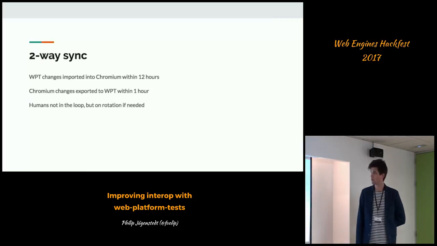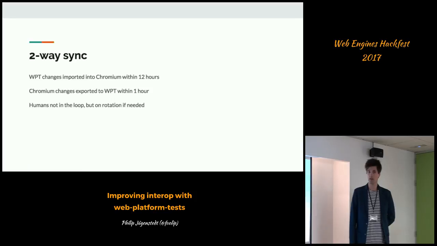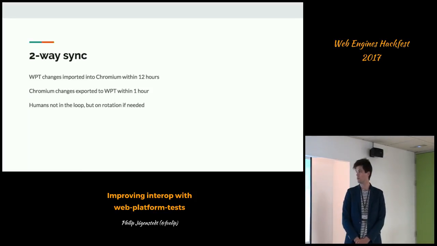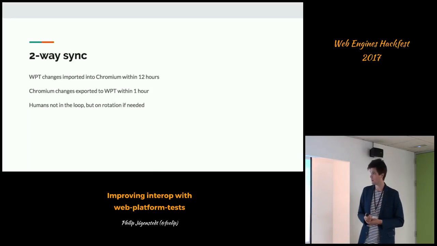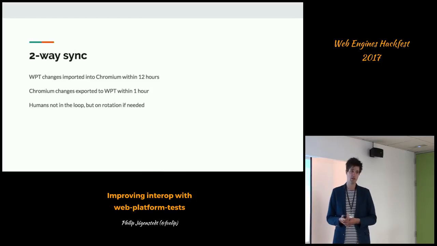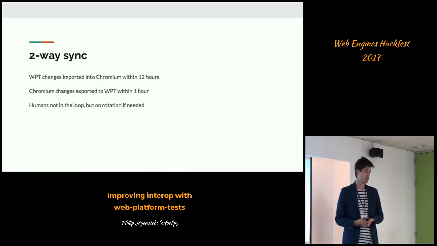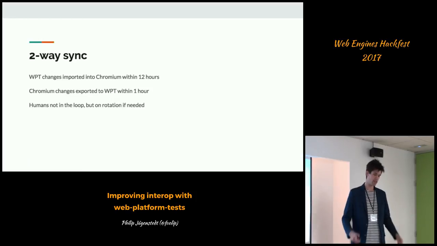So the first thing we went about doing is building a two-way sync between Chromium and web platform tests. WebKit and Chromium, once forked from WebKit, had scripts to import from web platform tests, but nothing to export their changes. Gecko, however, had a system for exporting the changes for a while that was manual. And we wanted to make this an automatic process so that people could forget about the fact that web platform test is not the same repository as Chromium, and just write their tests and have it just work.